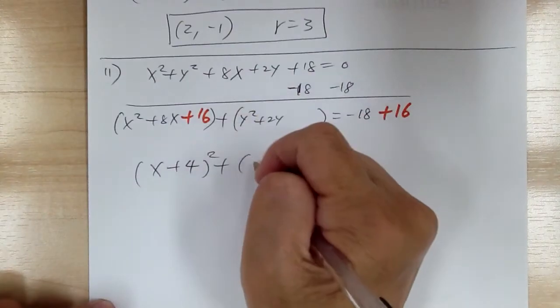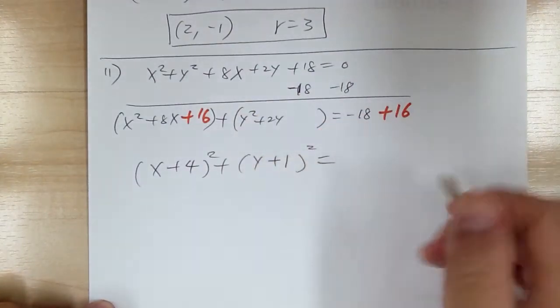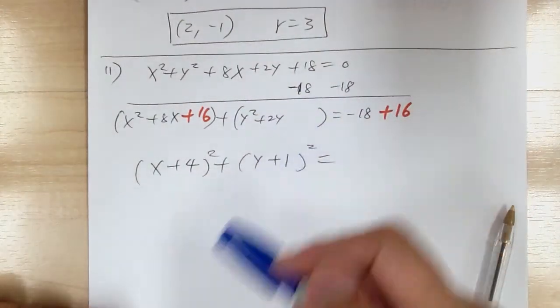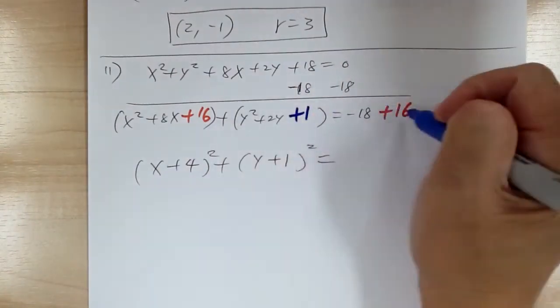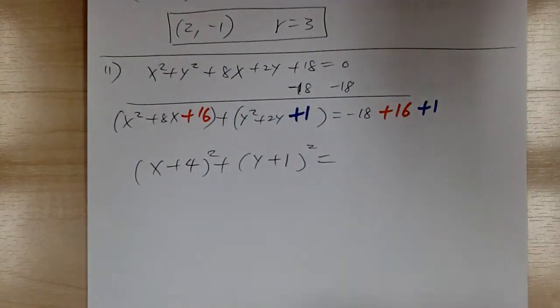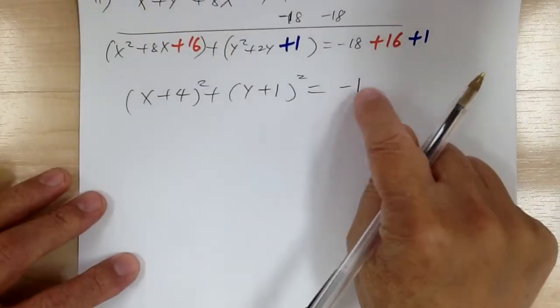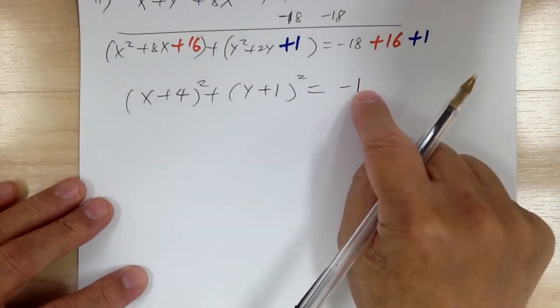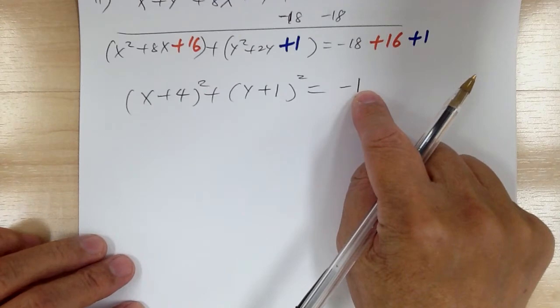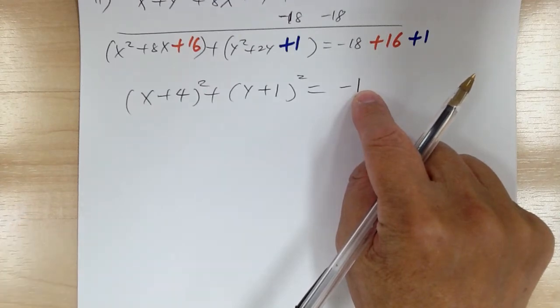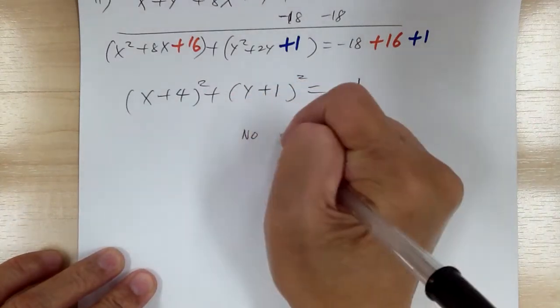And from here you need to have (y + 1). To get from here to here you need to add 1. And so this is going to give you −1. Now, this is r squared, so r squared equal to −1 cannot be, right? Because you cannot have a radius of an imaginary number. So this one has no graph.